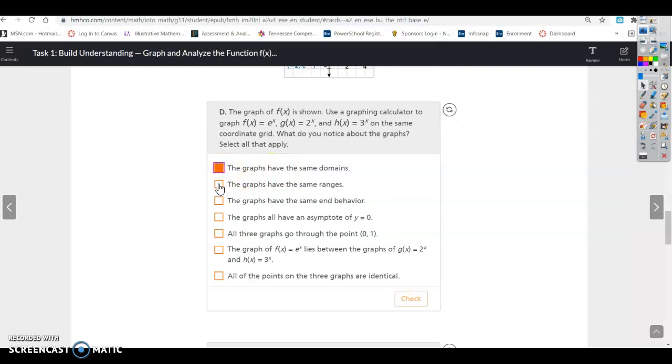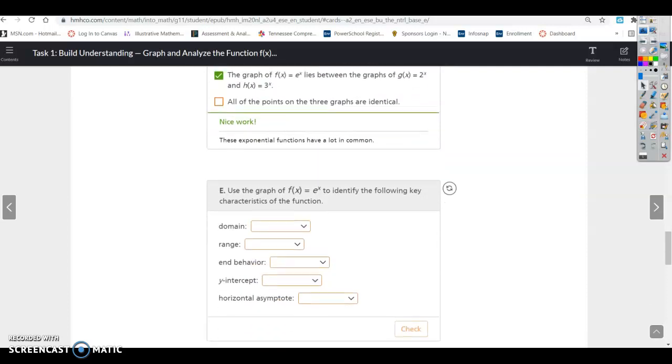So domain's the same, range the same, end behavior, asymptote, y-intercept. This one's true because e to the x does go between those. So the only one that's not true there would be the last answer.